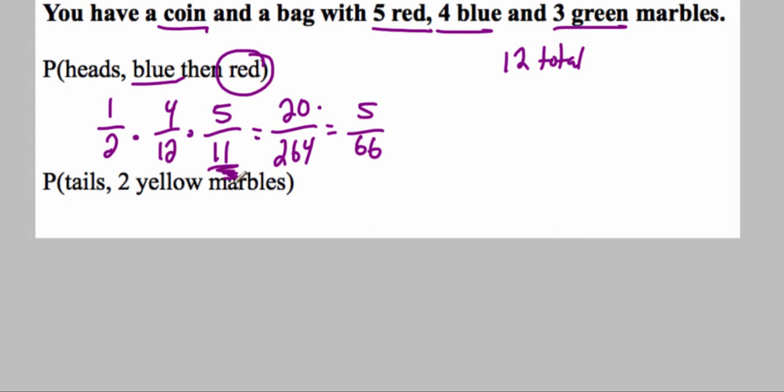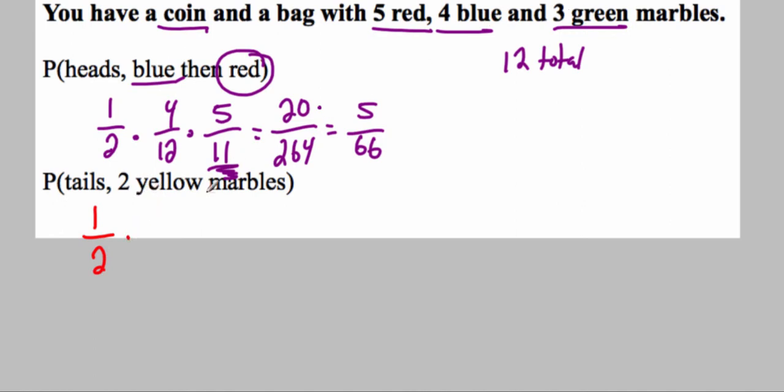So you've got to really think through each of the possibilities. Which one, when is something going to affect the next one, and when will it be separate? So let's see another one here. We want to flip tails. Well, there's a 1 out of 2 chance of flipping tails on a coin. And now I want to draw 2 yellow marbles.